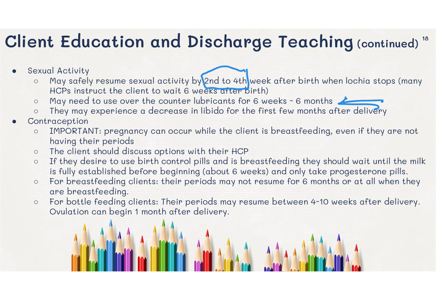If they do want to take a birth control pill to prevent pregnancy, they will take a progesterone-only birth control pill. And we talk about that in week 6 in the wellness lecture. You can have birth control pills that are progesterone only or a progesterone and estrogen combination. The estrogen will dry up your breast milk, so if somebody is breastfeeding, we want them to not take the estrogen.